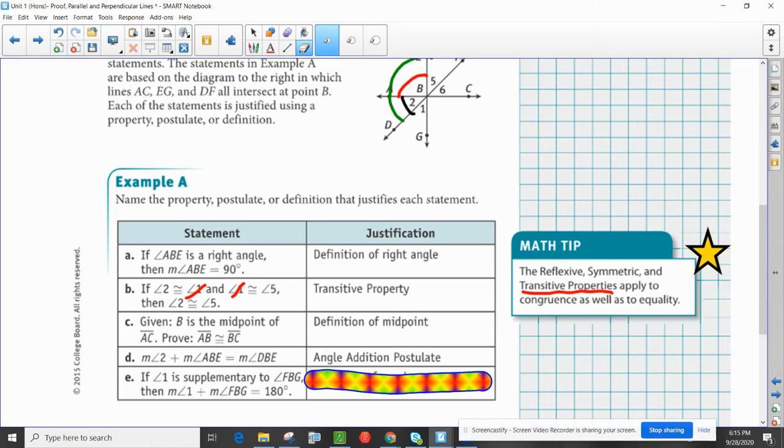And last one, if angle 1 is supplementary to FBE, then the measure of angle 1 plus FBE is 180 degrees. Our justification there is how we define supplementary angles. If 2 angles add up to 180 degrees, then they're supplementary. Again, if you need to, you can look up these other properties, the reflexive, symmetric, and transitive properties, but we can use those also.